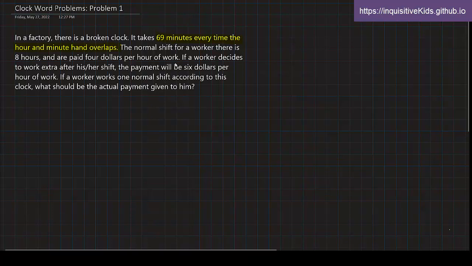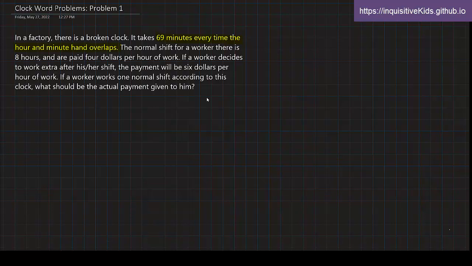If a worker decides to work extra after his or her shift, the payment will be $6 per hour of work. If a worker works one normal shift according to this clock, what should be the actual payment given to him or her, of course?